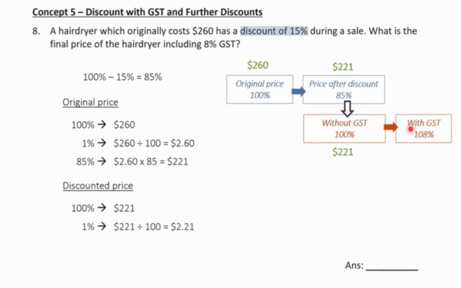How do you get to the last box? You need to find 108%. So you take 2.21 times 108. Okay, so that's how you get the answer.